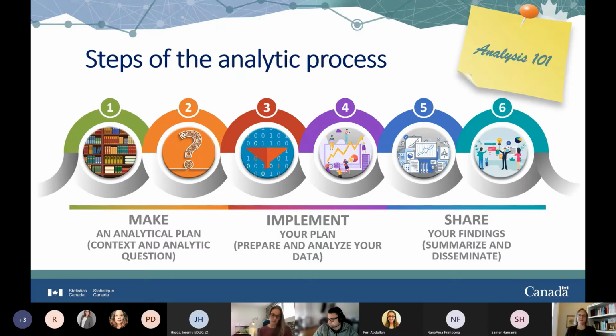A course that I'm giving is called Analysis 101, and we typically break down the analytic process into 6 steps. The first 2 steps are making your plan, so identifying your topic, your context, and your analytical question. Steps 3 and 4 are the actual preparation and performing of the stats analysis. And steps 5 and 6 are sharing your findings, and that's probably where you're at right now.